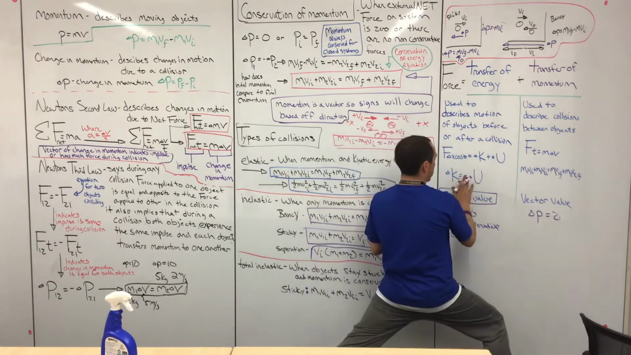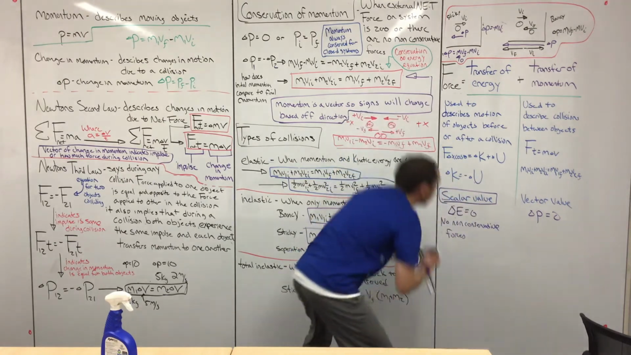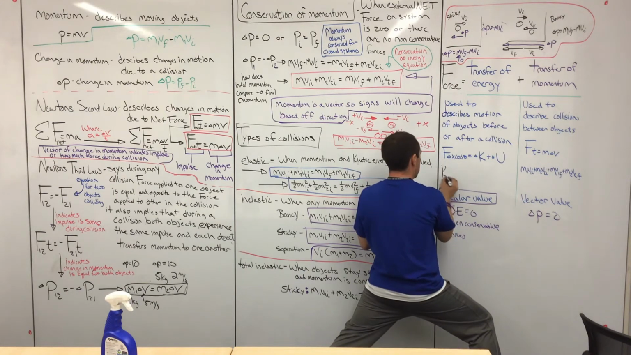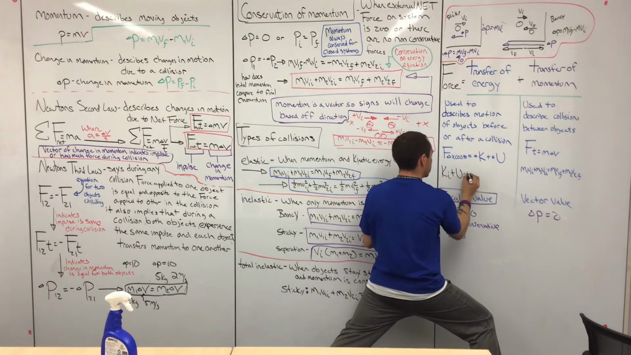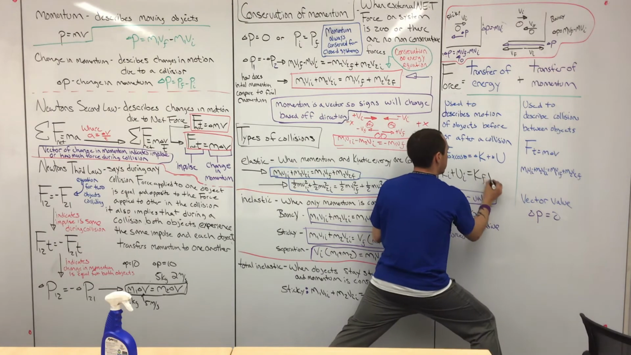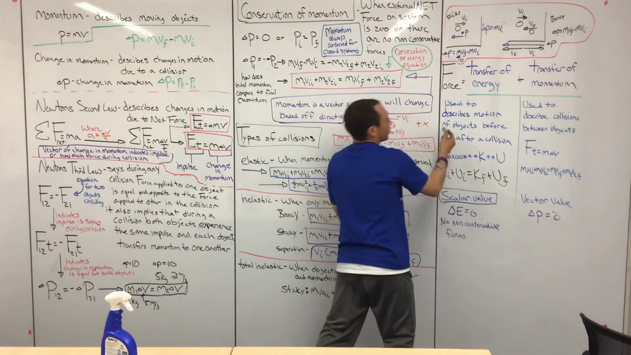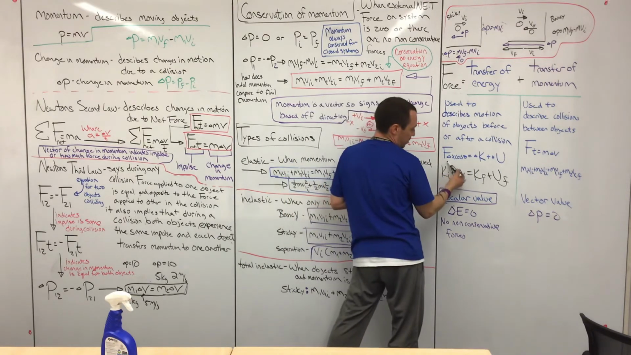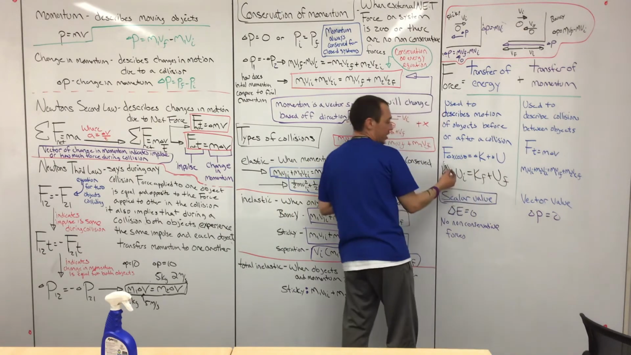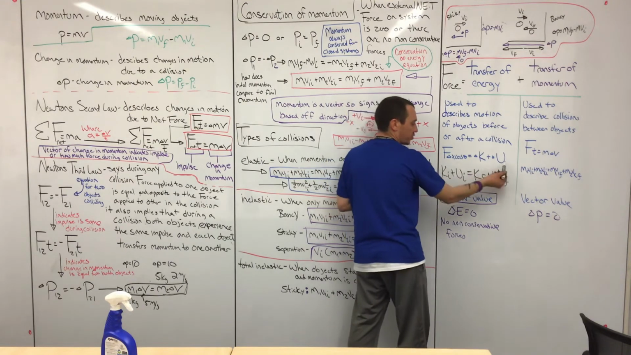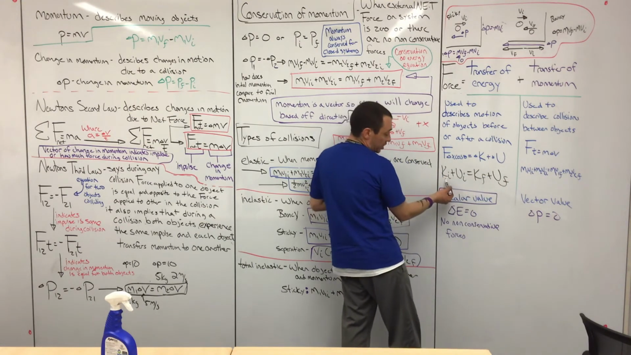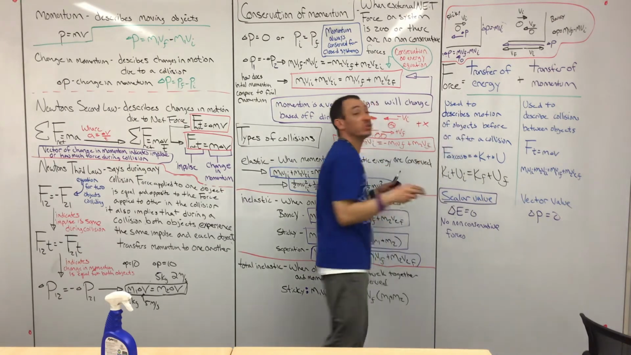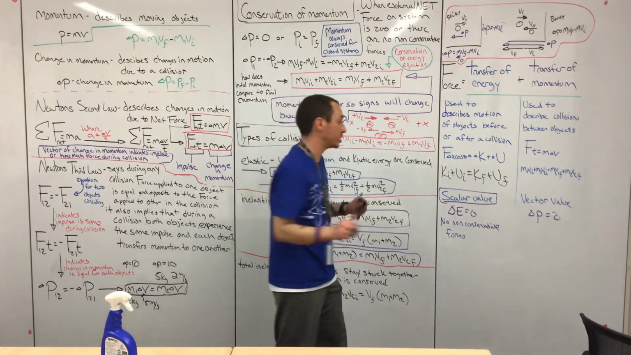Or there's one more. Maybe instead of writing this one, I should write K initial plus U initial, because this is really the one you should have here. K final plus U final, right? So to describe the motion of an object before and after a collision, you can look at the amount of work done and the change in energy, right? This is for non-conservative forces, if there's friction or something. But if there's no friction and energy is totally conserved, then you can use this equation to describe the motion of the object before and after the collision, okay?